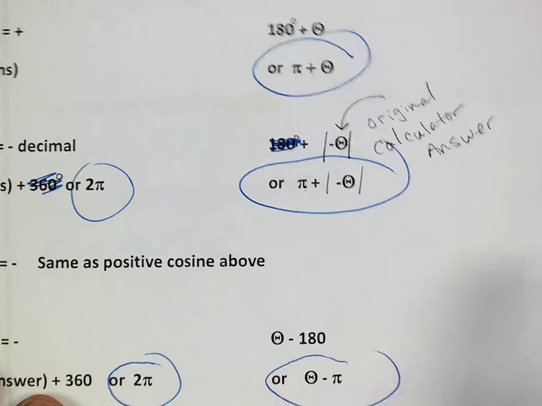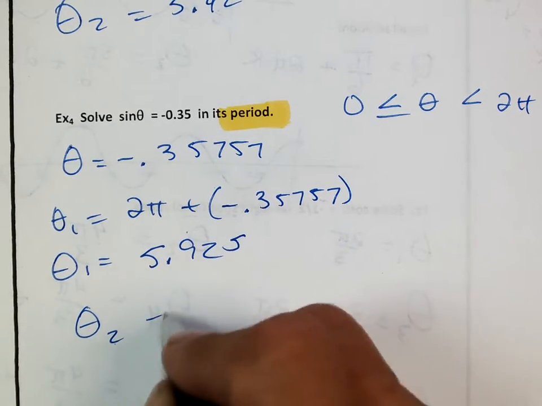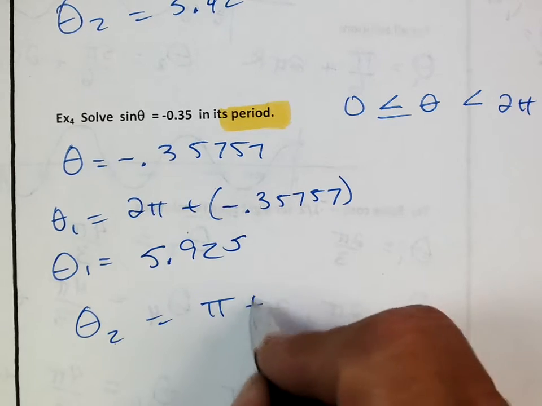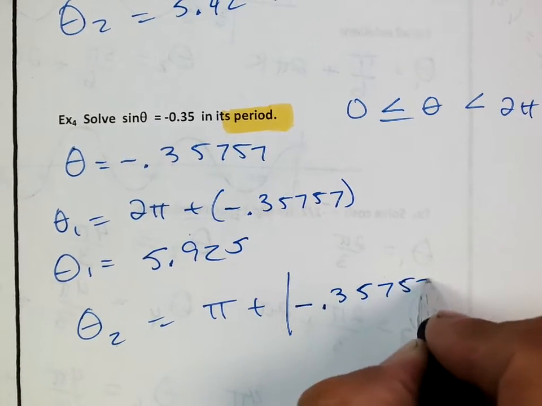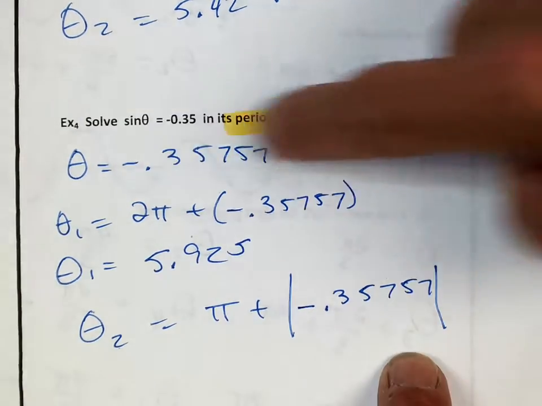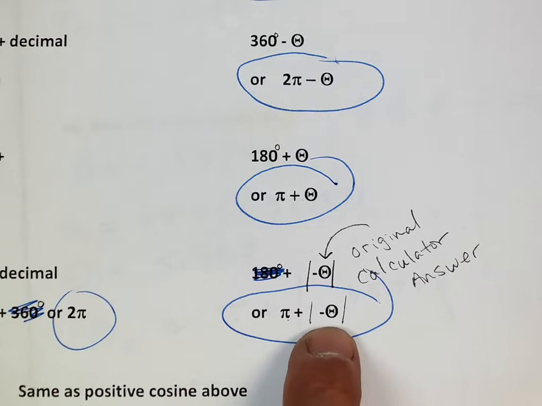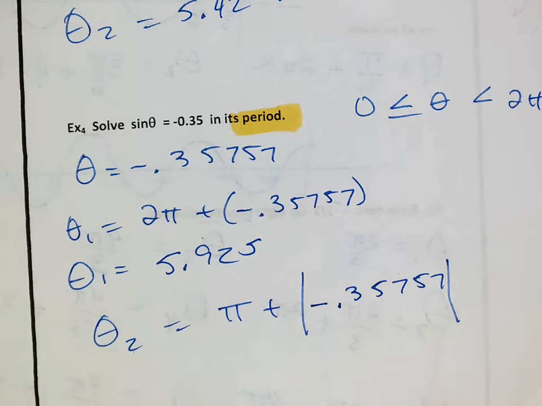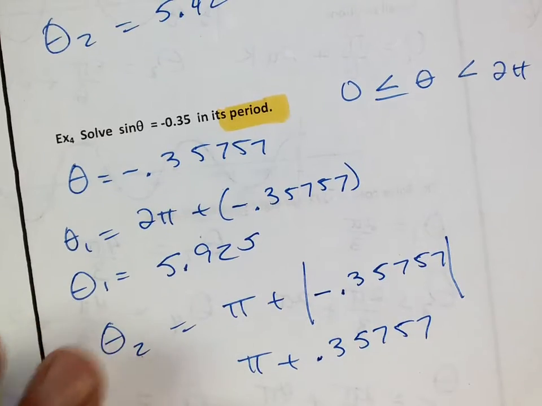So to get theta 2, we're just going to go pi plus the absolute value of my negative 0.35757, because that's the original angle. Just going to follow my chart. My reference angle chart says I'm going to take pi plus the absolute value. So really I'm just going to make it positive. So I'm going to go pi plus 0.35757, and I get my second angle.